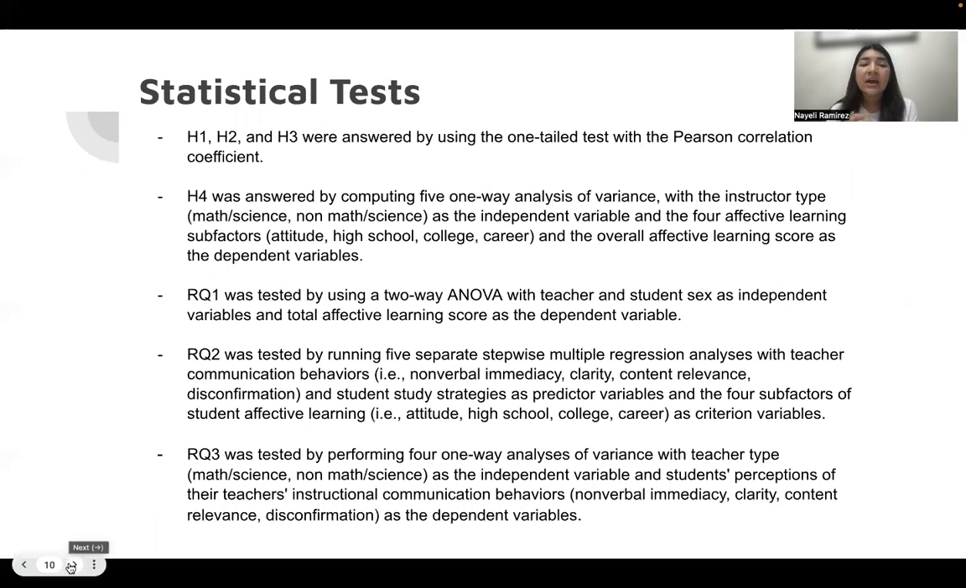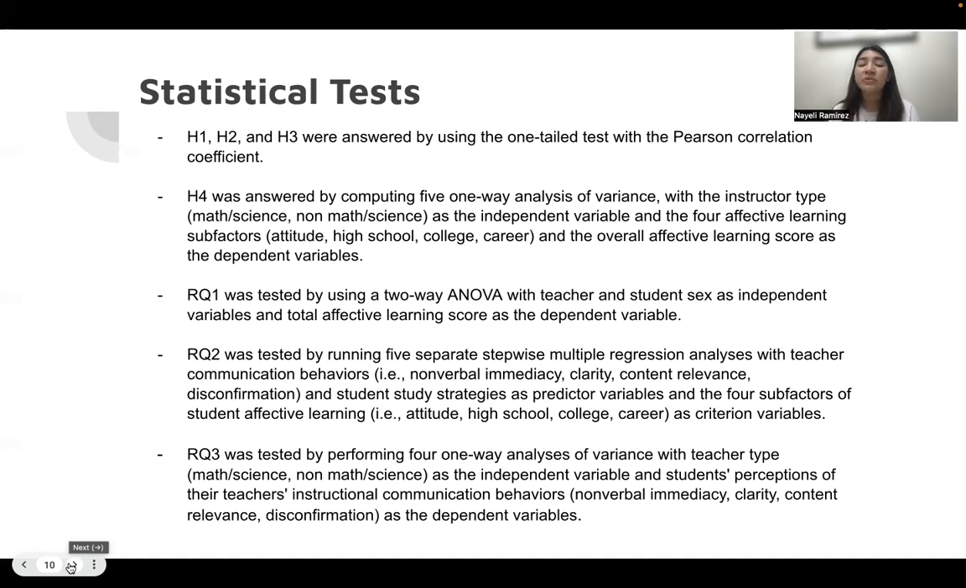Statistical test. Hypothesis 1, 2, and 3 were answered by using the one-tailed test with a Pearson correlation coefficient. Hypothesis 4 was answered by computing 5 one-way analysis of variance, with the structured type, math/science or non-math/science, as an independent variable, and the 4 effective learning subfactors, i.e., the attitude, the high school, the college, and the career, and the overall effective learning score as a dependent variable.